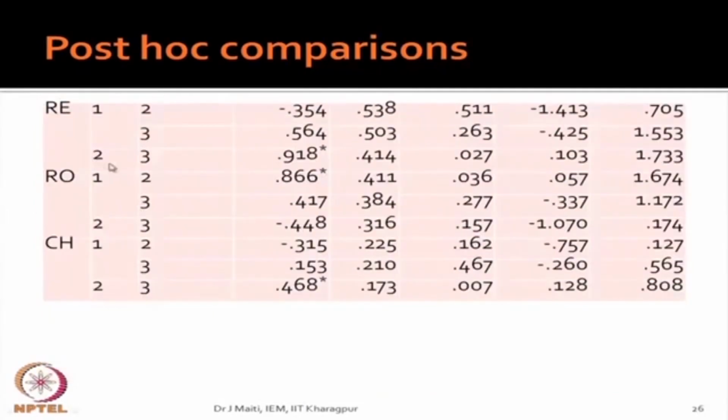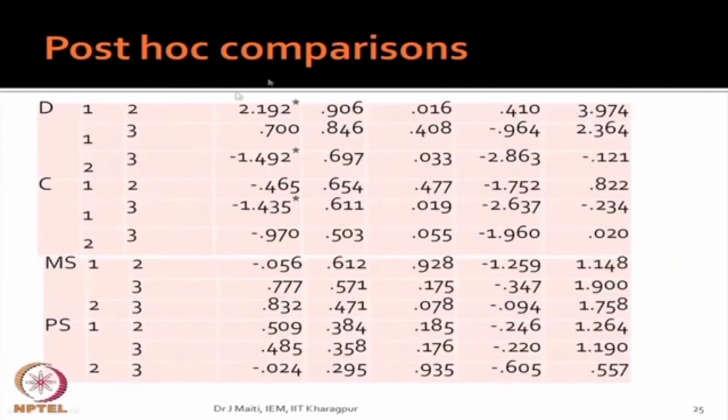Then from the relationship point of view, you see that maintenance workers and operations workers are different, and from the role point of view, the difference between officers and maintenance workers is significant. From the change point of view, maintenance workers and operations workers are different. What are those other values? This value, this value, this value, all those values. This is basically the significance level.